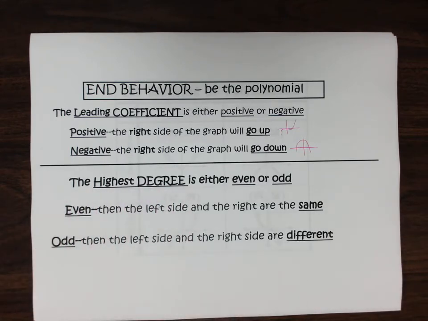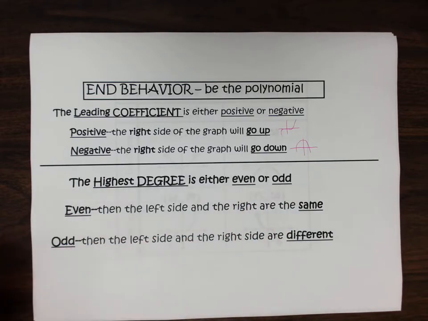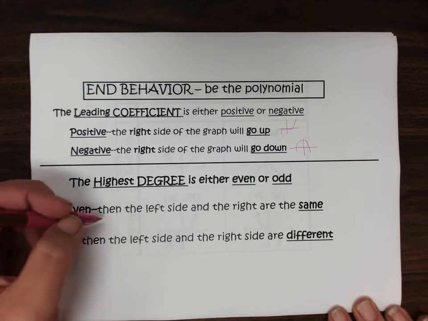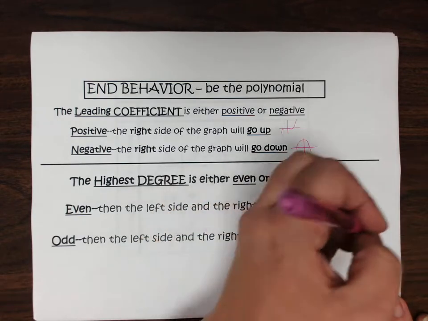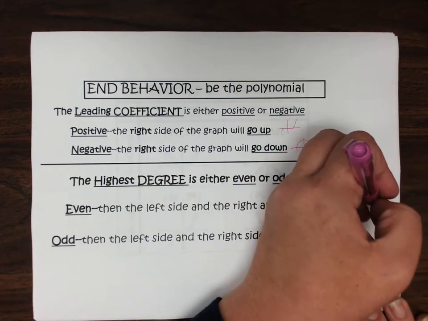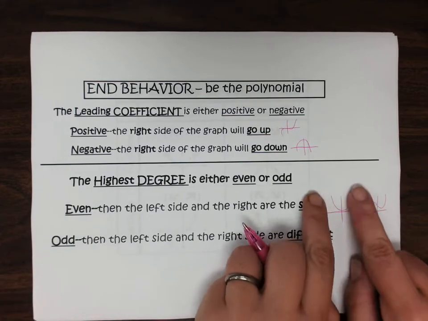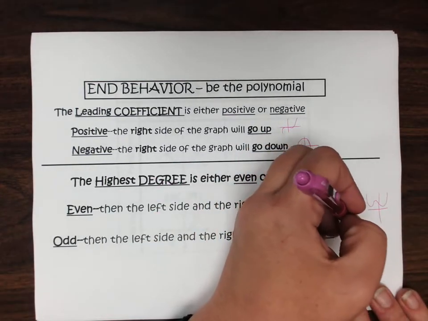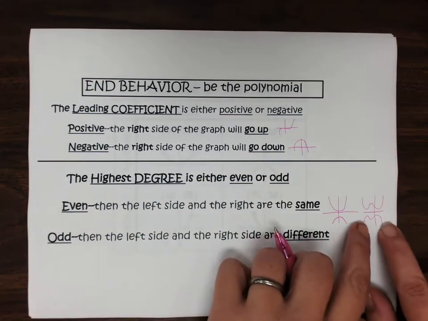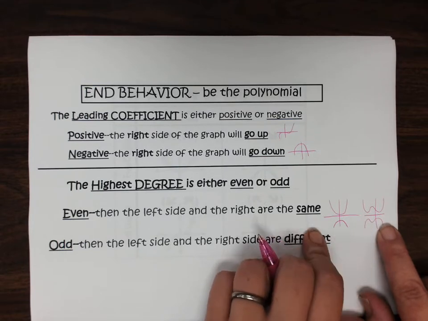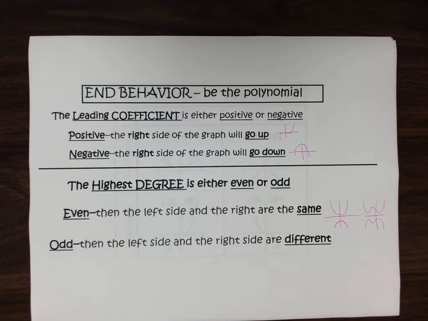Then when we're looking at our highest degree, it needs to be either even or odd. Because even functions have the left and the right side the same. So we could look at parabolas. We could look at what we call a quartic function that looks kind of like a W. And if we notice, both sides go the same way. We could have negative leading coefficients, and they would still go the same way on both sides, right? As we're going out towards negative infinity or positive infinity, both of these are going in the same direction.